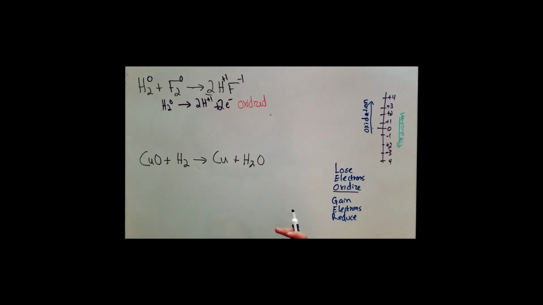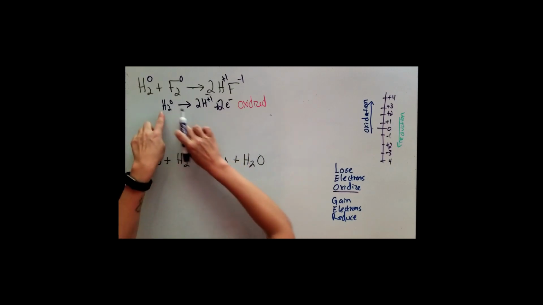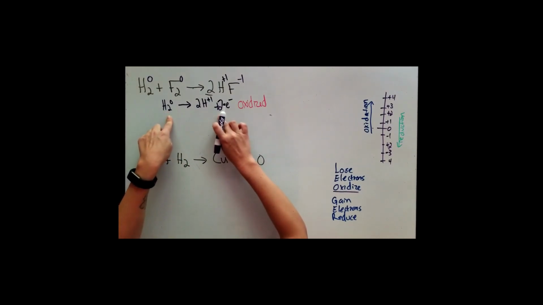And luckily, it's a multiple choice test, so you won't have to write the half reactions. You just need to figure out who's oxidized and who's reduced. So if that electron thing's not clicking with you, don't worry about it, as long as you can figure out if hydrogen was oxidized or reduced.